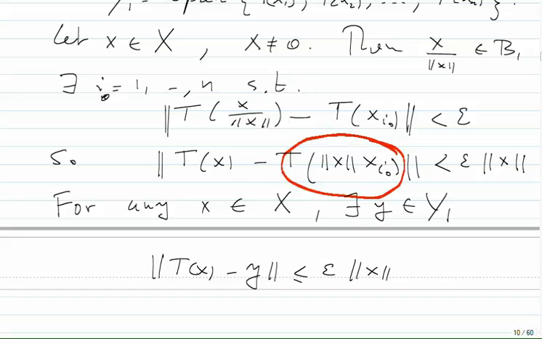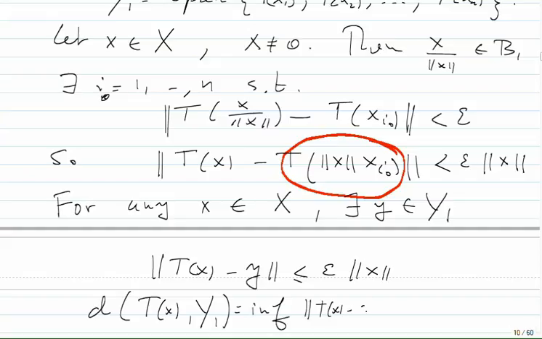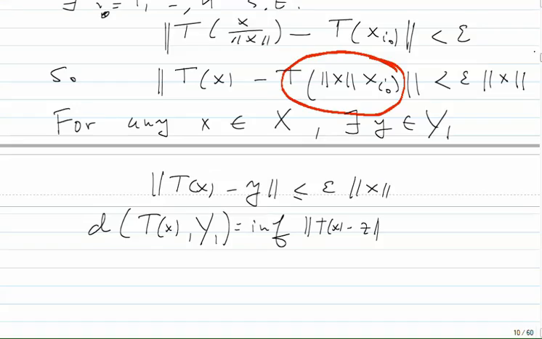Why did we put less than or equal? Because we can take x equals 0 now. So we can take y equals 0 and you get 0 less than or equal to 0. So that's why here we say for every x in X, okay? So we are now catching the 0. So this tells us the distance from Tx to capital Y1, which is the minimum of the norm of T(x) minus z over z in Y1, is less than or equal to epsilon norm of x.